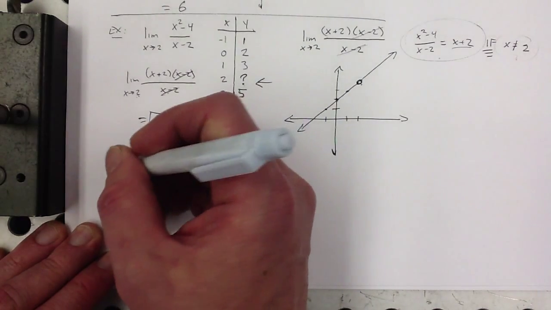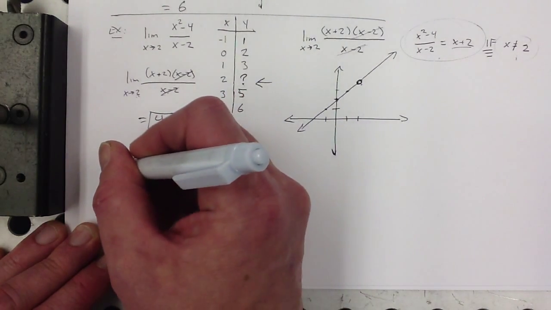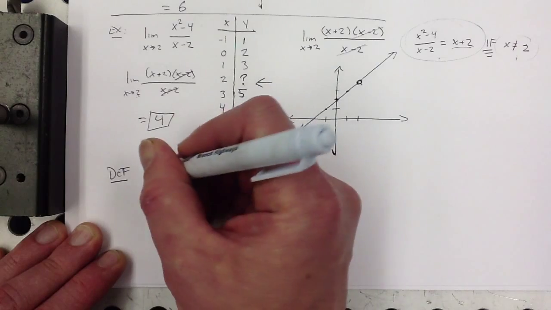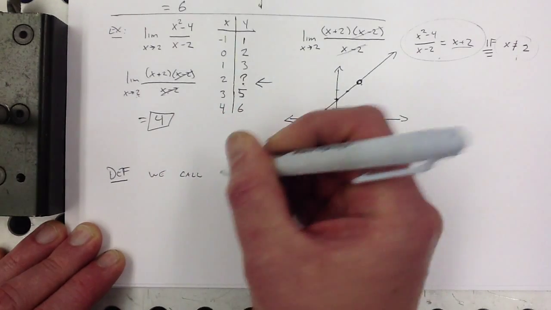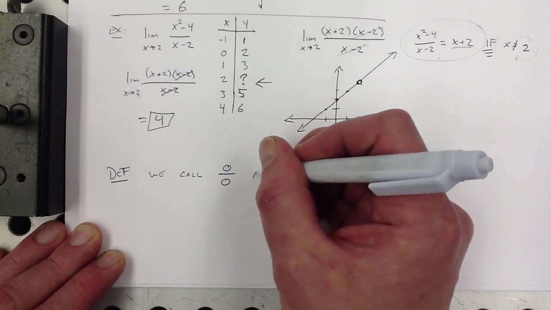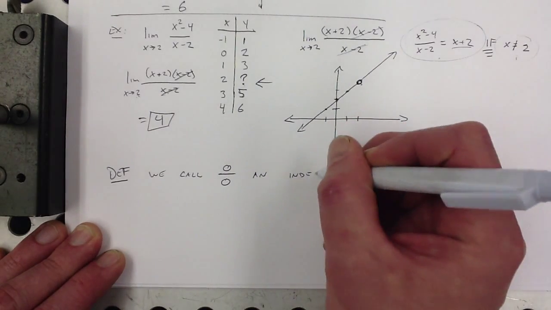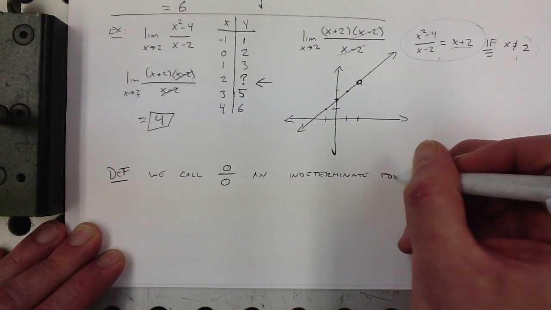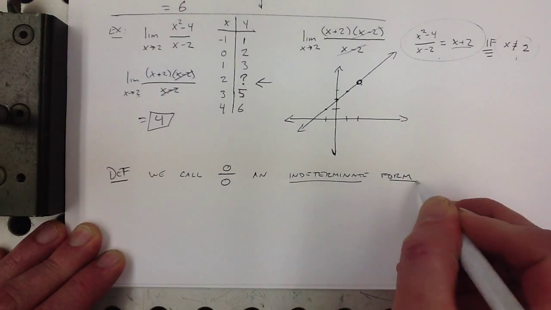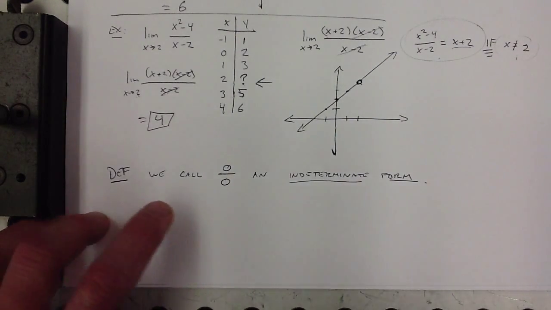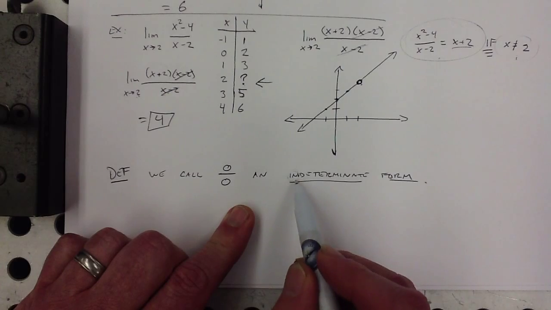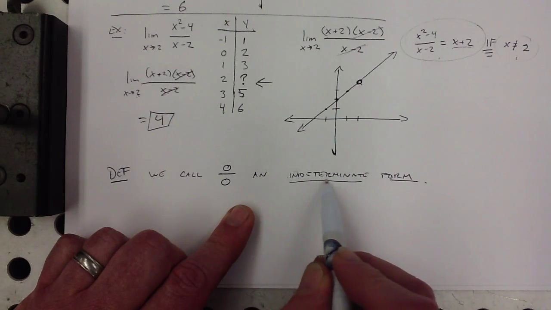And this definition will be more complete by the end of the next section. Definition. We call 0 over 0 an indeterminate form. Now, what does that mean? Well, indeterminate, I think you could figure out what that means. This prefix means not, right? And determinate would be something that you can determine, right? So this means cannot be determined.